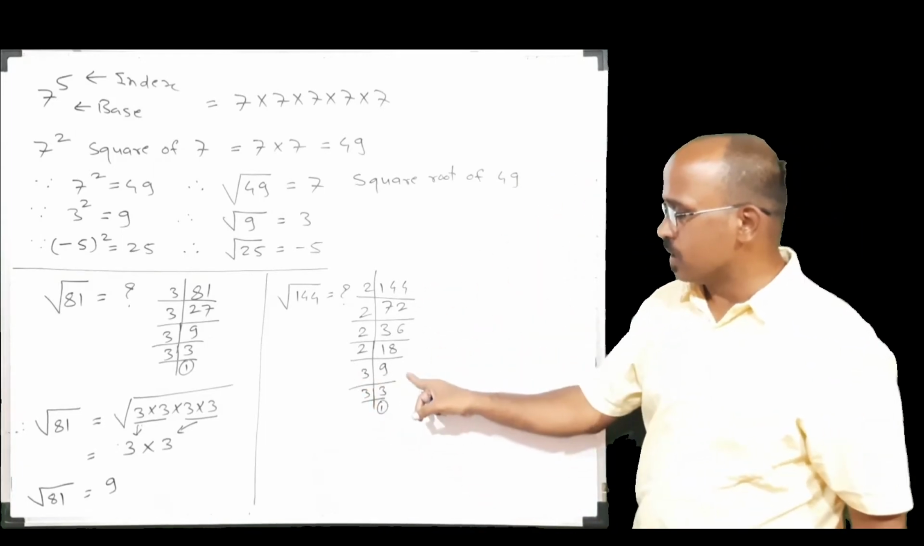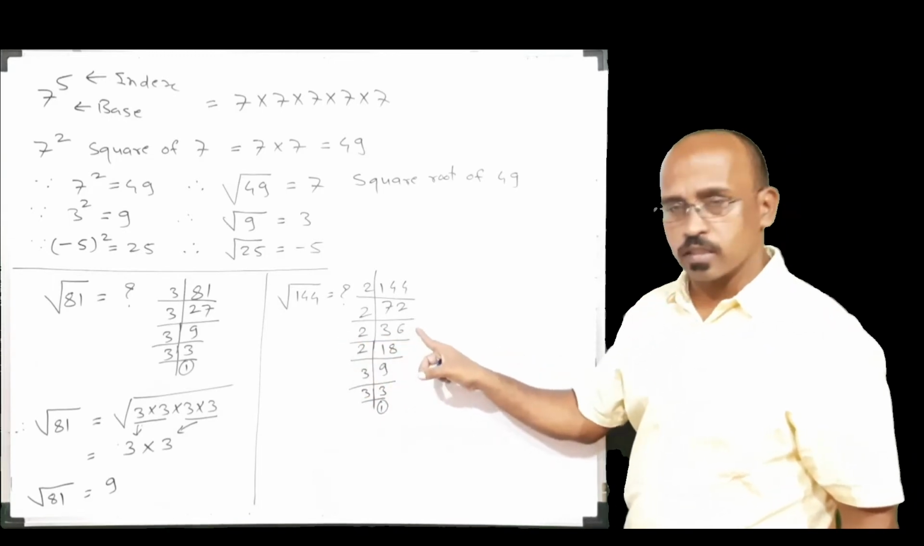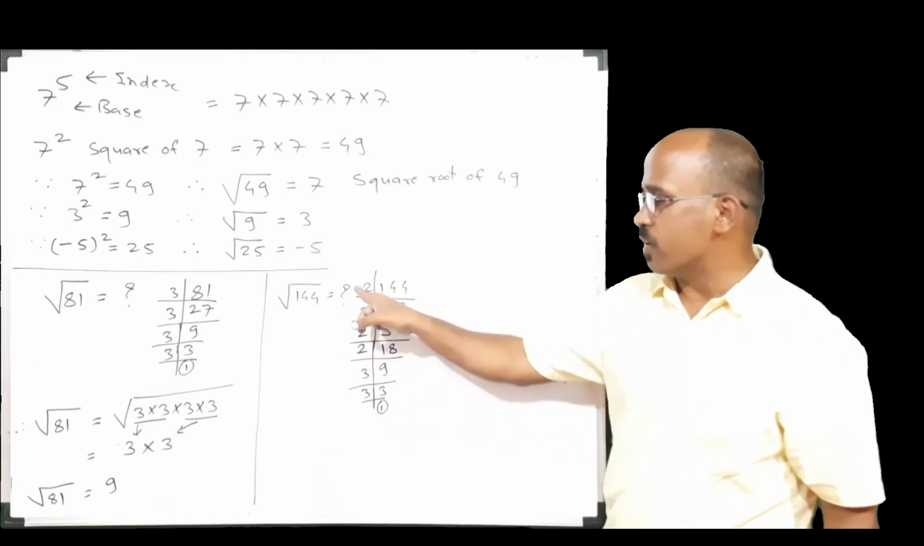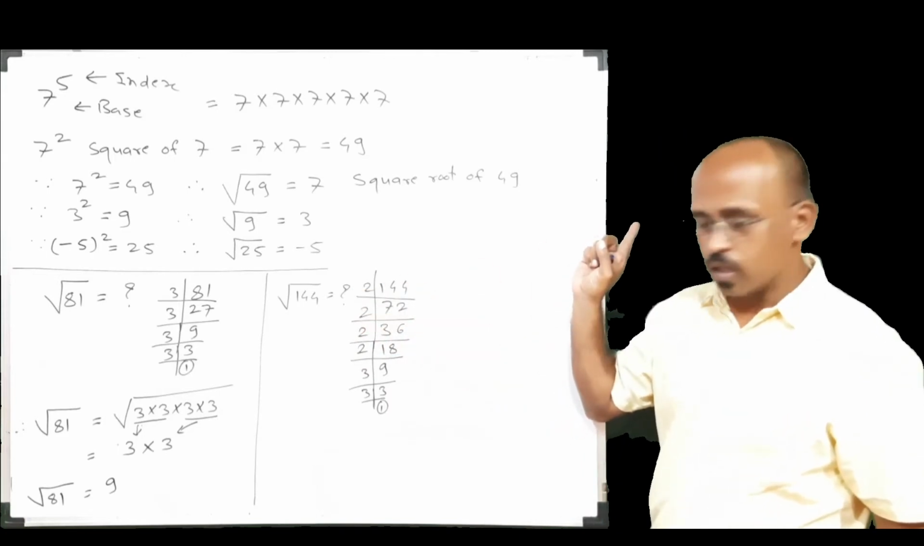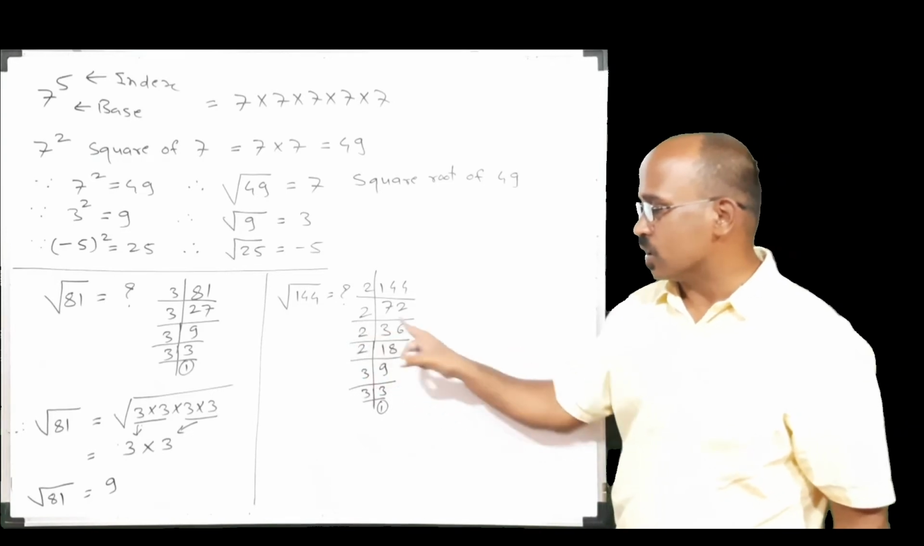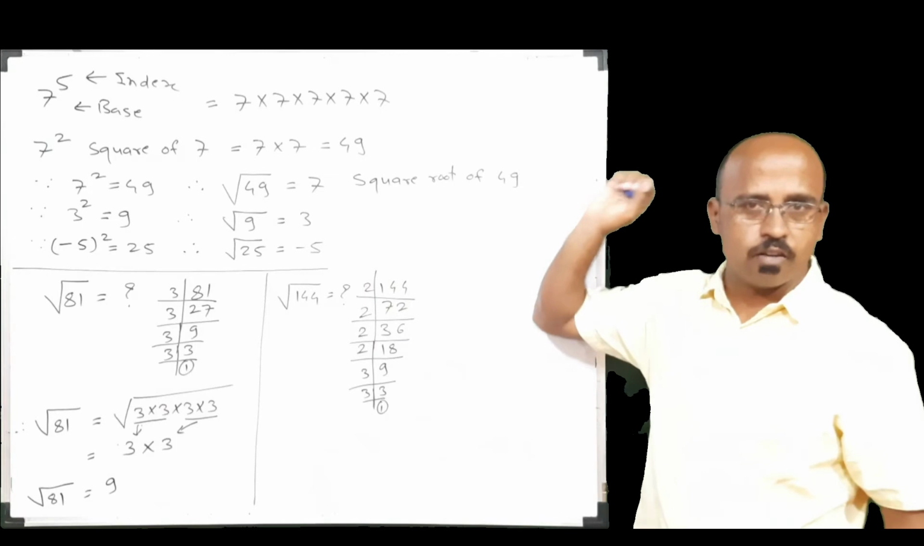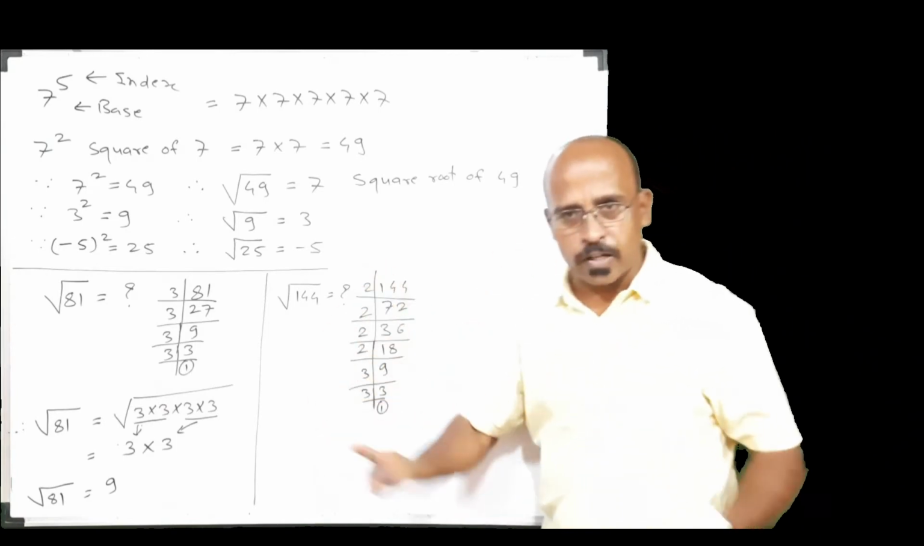3 3s are 9. 9 2s are 18. 18 2s are 36. 36 2s are 72. 72 2s are 144. Are you getting it? So first step of factorization is over.